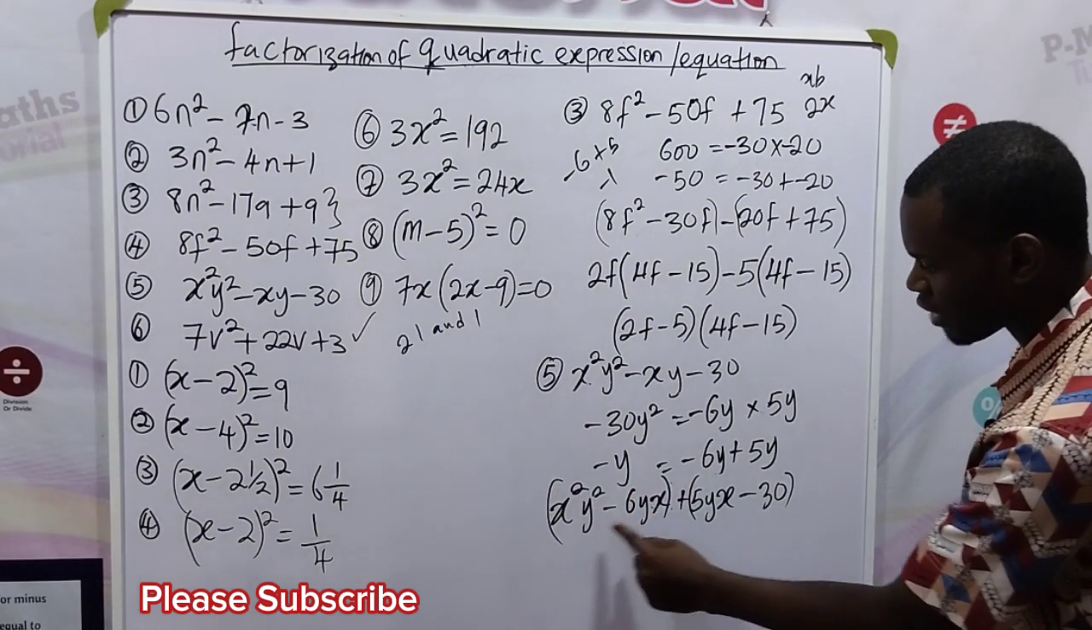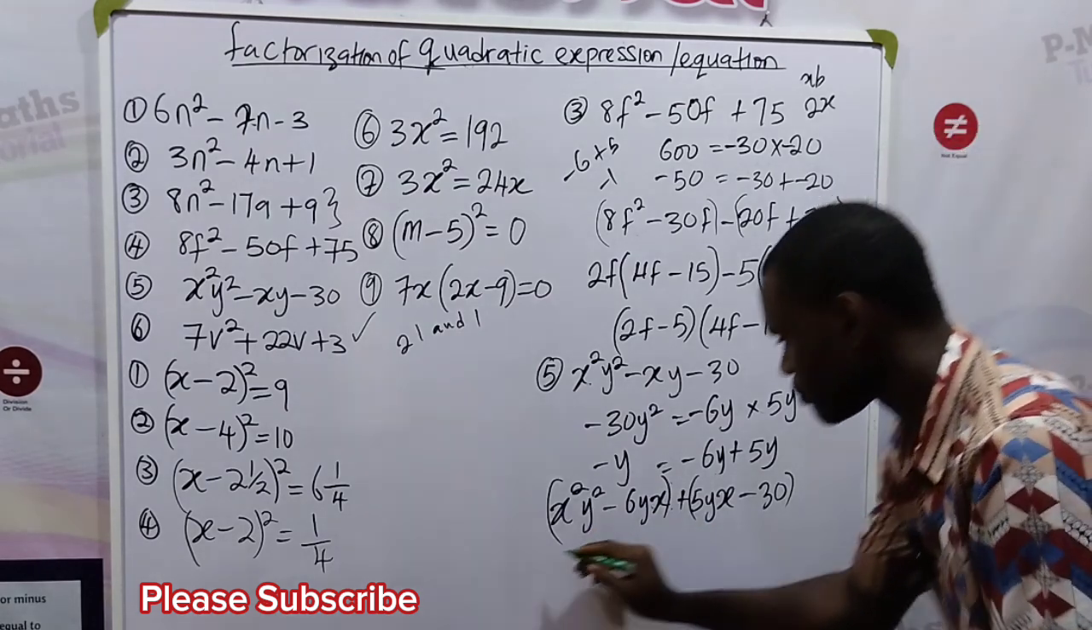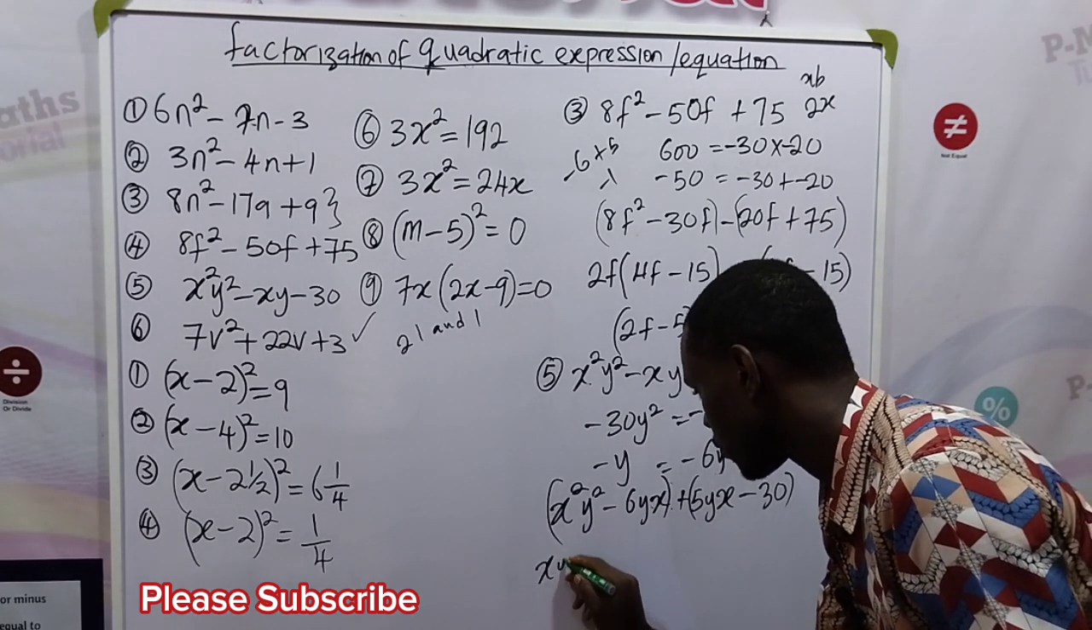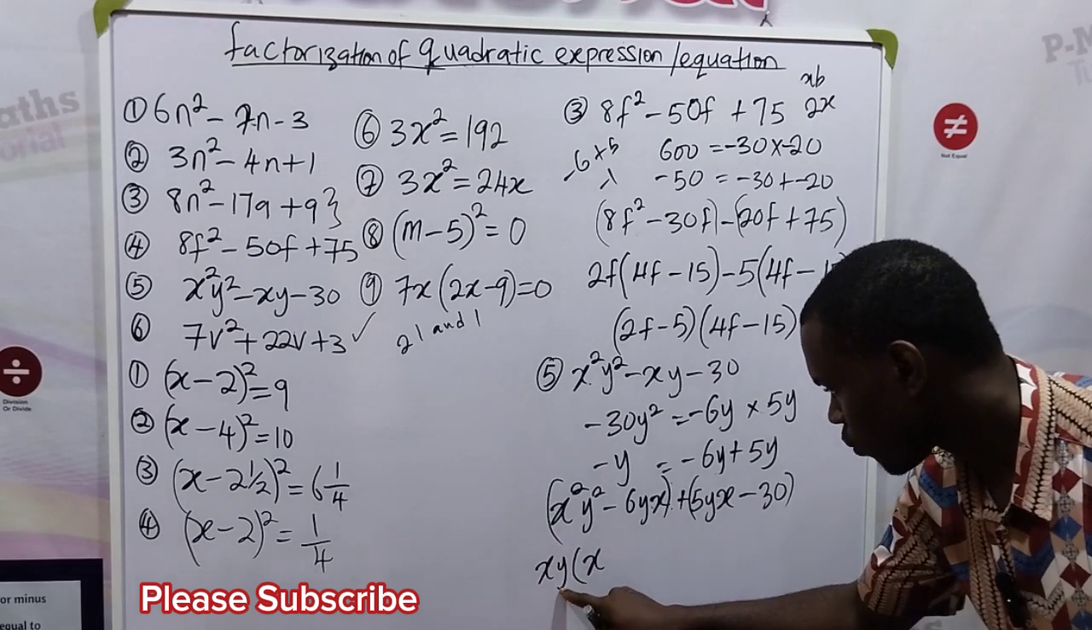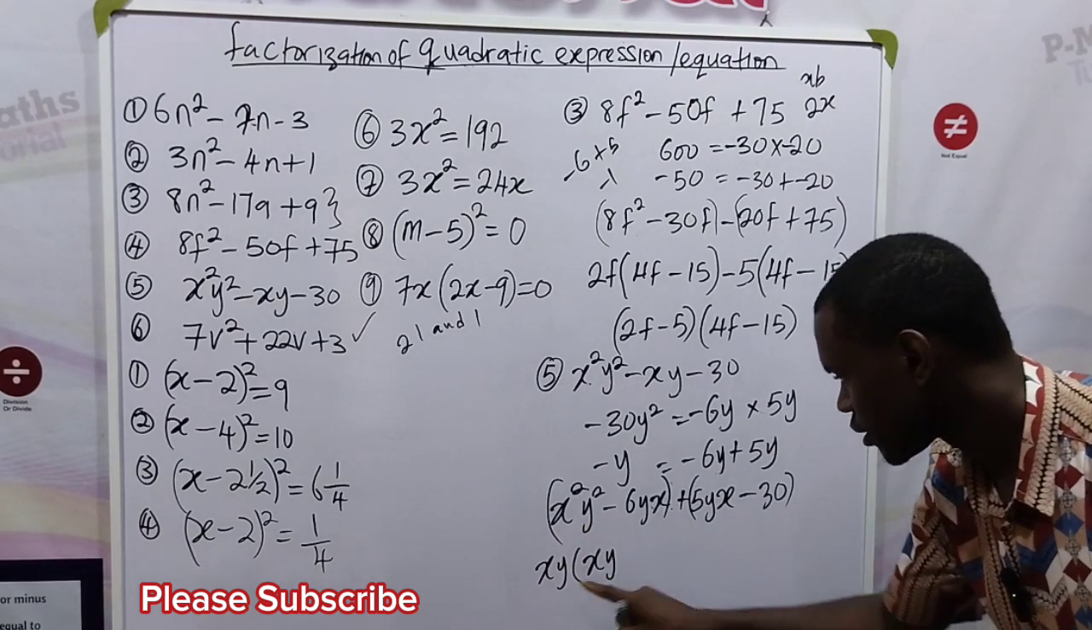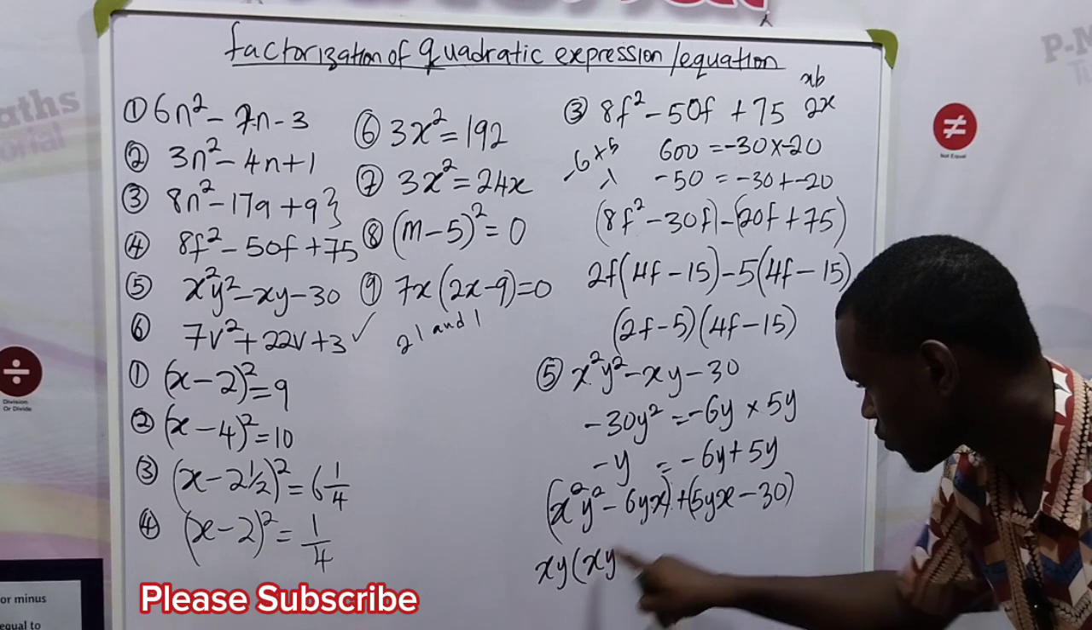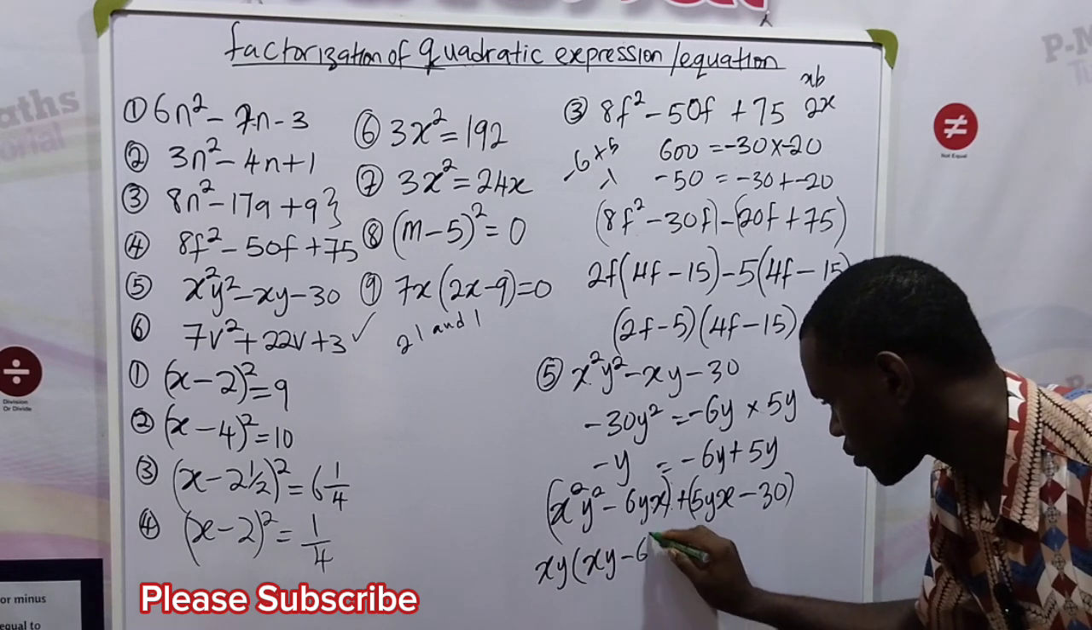We have x here, we have y, so we bring it outside, xy. Now x, we divide x, we have x. Y, we divide y, we have y. X, we divide x, y, we divide y. So we have only minus 6.